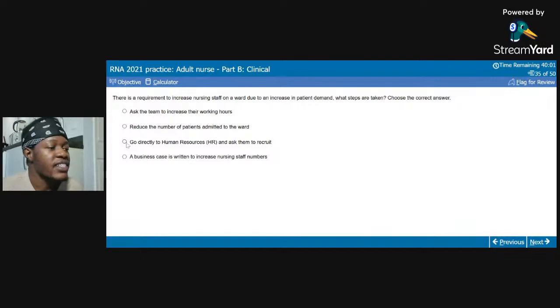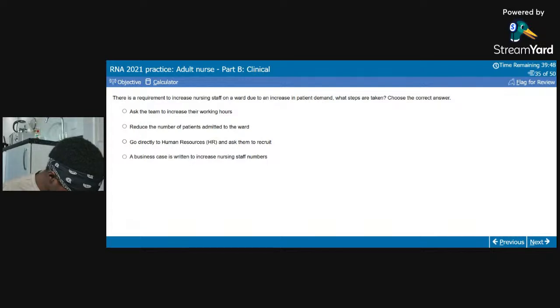There is a requirement to increase nursing staff on a ward due to an increase in patient demand. What steps are taken? Choose the correct answer.